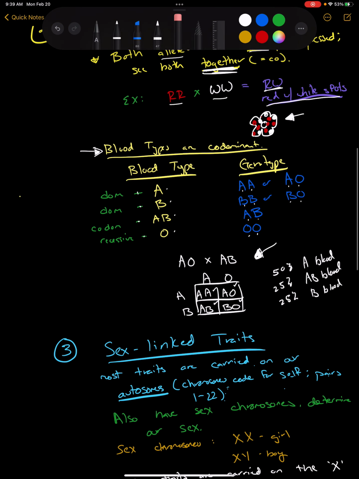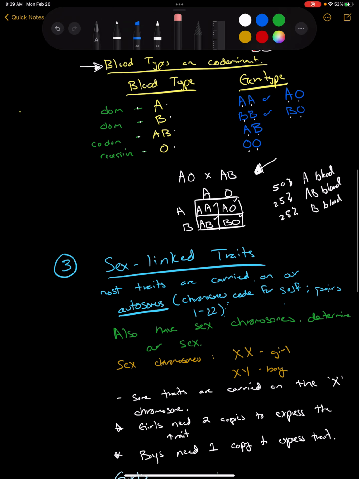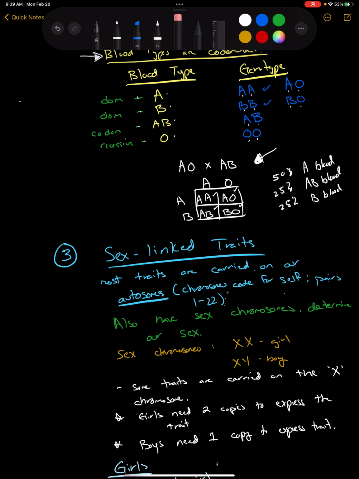Now, my other kind of non-Mendelian genetics is just something a little different. We also have these traits that are called sex-linked. Most of our traits are carried on autosomes. And remember, auto means self, and some is talking about chromosome. So they're carried on my autosomes.